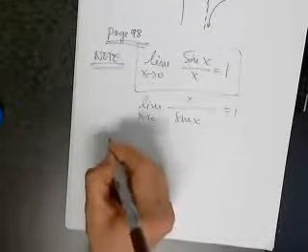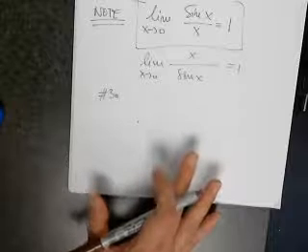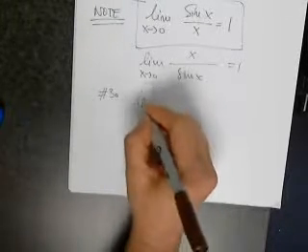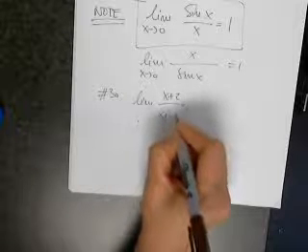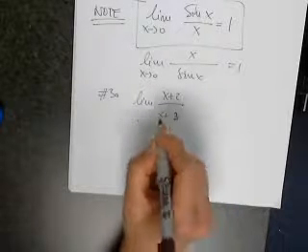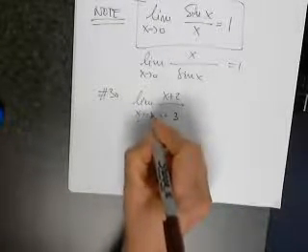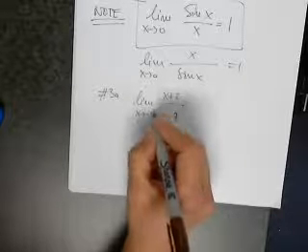Okay, so I'd like to look at page 98. And I'd like to start with problem 30. And we have the limit of x plus 2 over x plus 3, when x approaches negative 3 from the left.